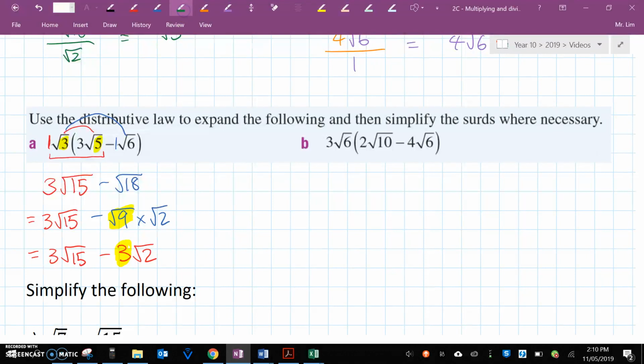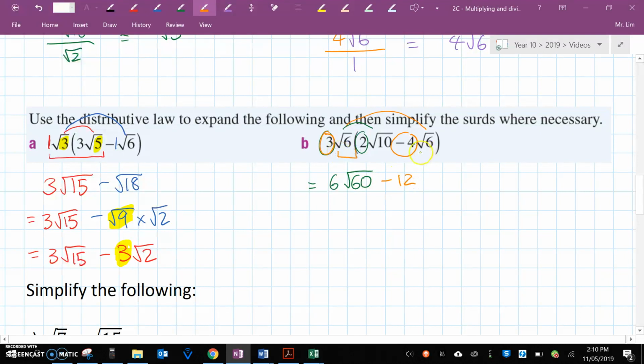Question B, same thing. Okay, let's expand this. We're going to multiply the 3 and the 2 first because they're on the outside of the surd sign. 3 times 2 is 6. Root 6 times root 10 is root 60. Three times minus 4 is minus 12.